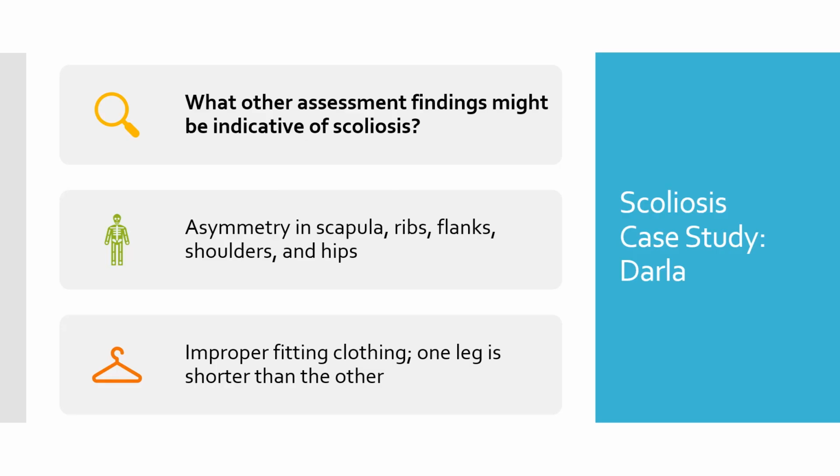So what are other assessment findings that may be indicative of scoliosis? I kind of mentioned these earlier. Asymmetry of the scapula, ribs, flanks, shoulders, and hips. Also, clothing will appear improper fitting. One leg is shorter than the other just because of the way the body is tilted. So you'll see clothing that doesn't fit correctly. That's one of the things that you can notice before you even examine the patient.